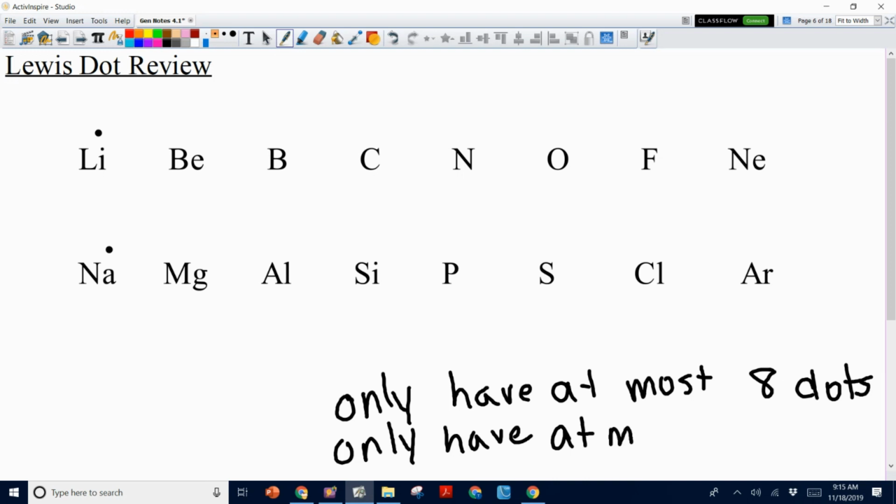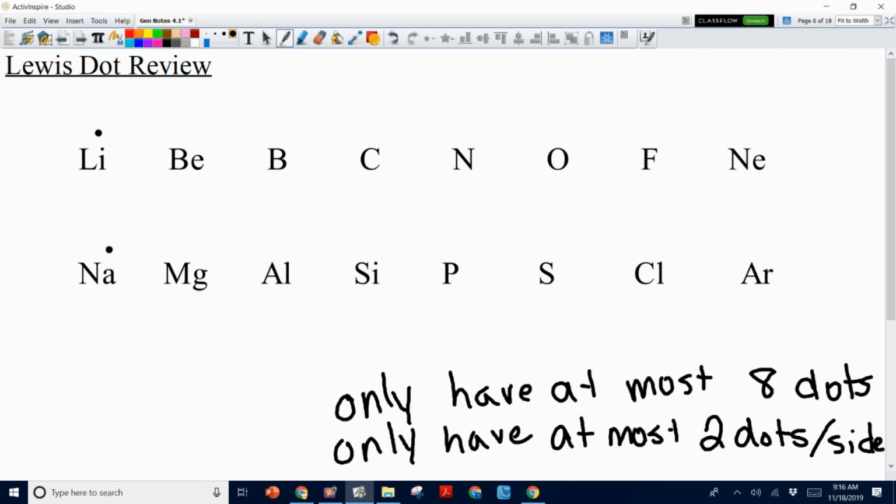And it can only have, at most, 2 dots per side, okay? And when I say side, I'm talking about north, south, east, or west sides of the symbol. All right, so lithium has 1 valence electron, sodium has 1 valence electron, so we can put that 1 dot around it. Now, it doesn't matter if you put it on the top, the right, the left, or the bottom. It does not matter, just as long as you don't have more than 2 per side.